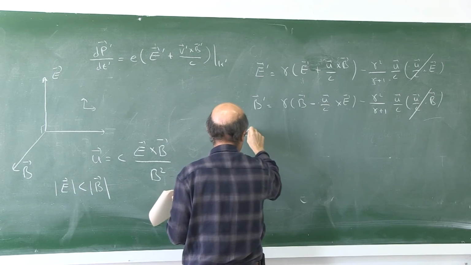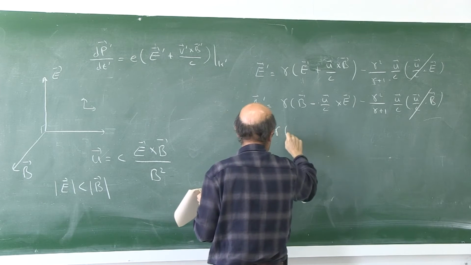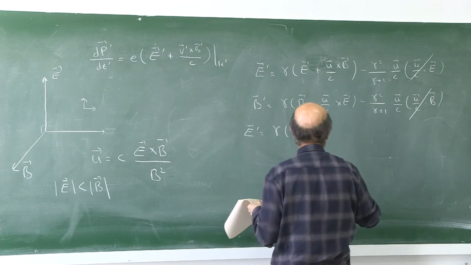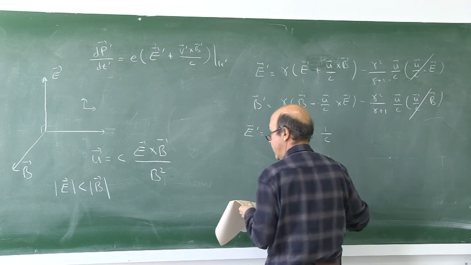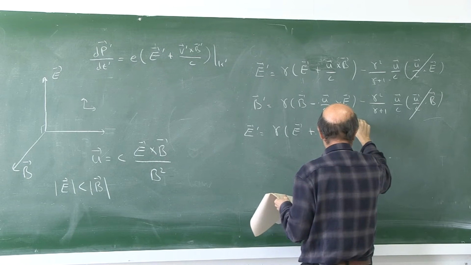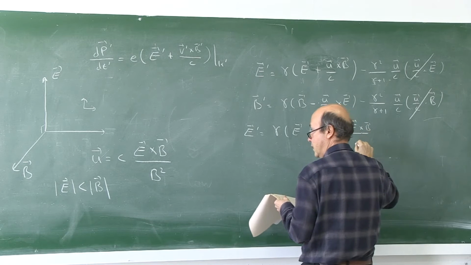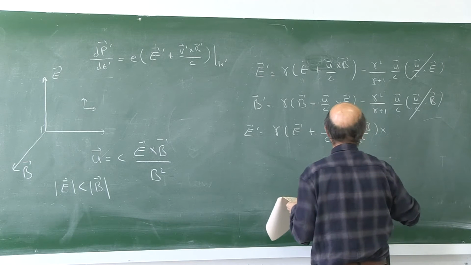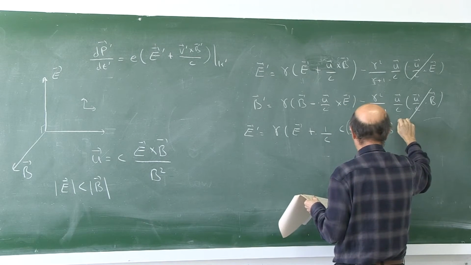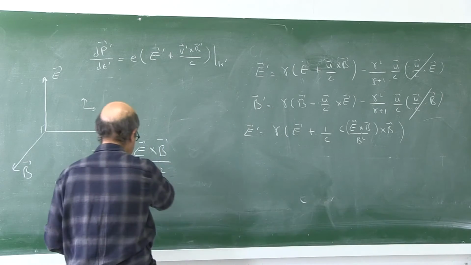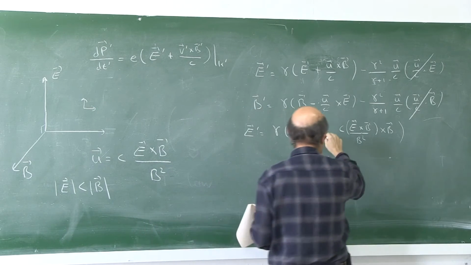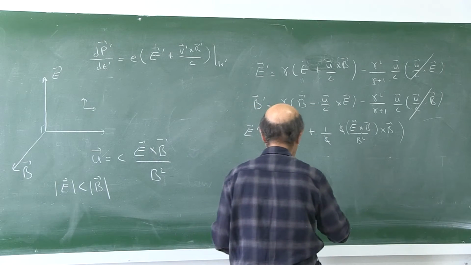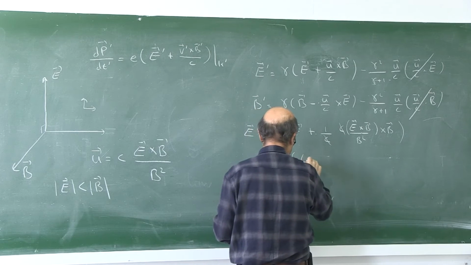E prime will be gamma (E plus 1 over c, c E cross B over B squared, cross B). So I think I took it correctly. Yes, the c's will be cancelled. And what is this? This is equal to the following. So gamma E.